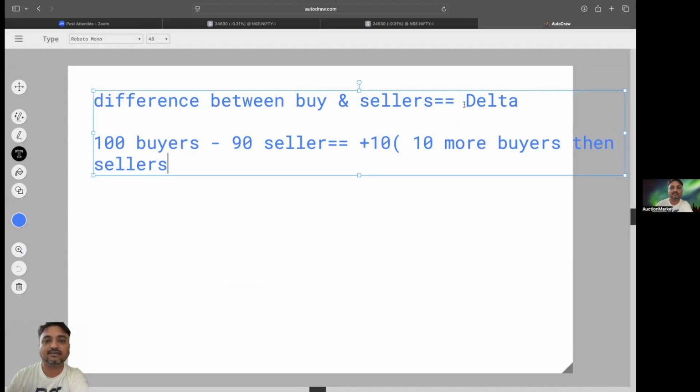What exactly is delta, and how do we calculate the delta in terms of the market, in terms of the option market? Basically, we're trying to learn the option market philosophy.